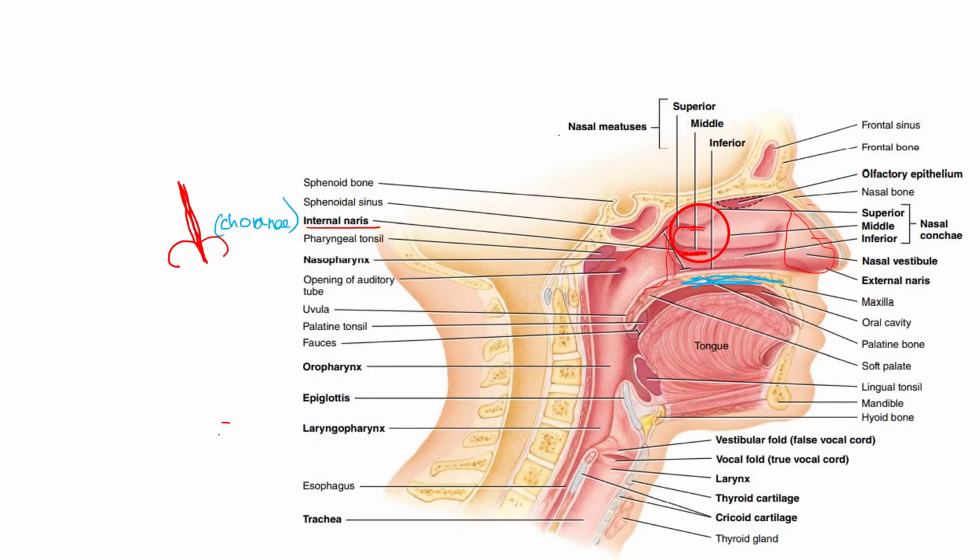Now let's see the ducts. Here we have two: the paranasal sinuses and the nasolacrimal ducts. What is the function of the paranasal sinuses and nasolacrimal ducts? The paranasal sinuses, as the name says, are connected with our nasal cavity. Our nasal cavity is lined with mucous membrane, so they drain the mucus.